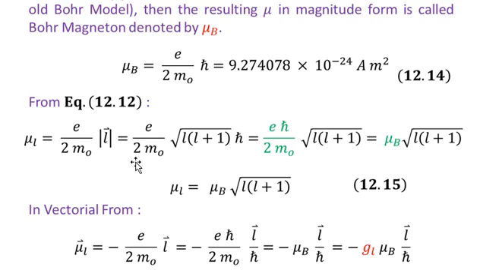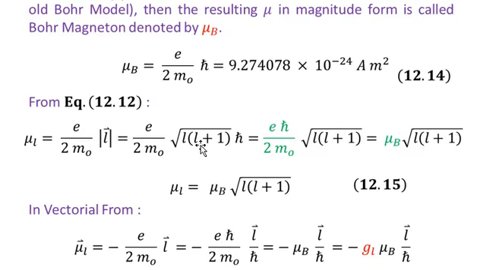From equation number 12, we have mu L equal to e over 2 m naught times the magnitude of the orbital angular momentum. And in one of the previous lectures, we have seen that this magnitude of L is equal to the square root of l into l plus 1 times h bar. Here these l are the quantum numbers. So if you put the value of l equal to 0, what will you get? You will get the square root of 1, and the square root of 1 is equal to 1. So that will equal 1 h bar.